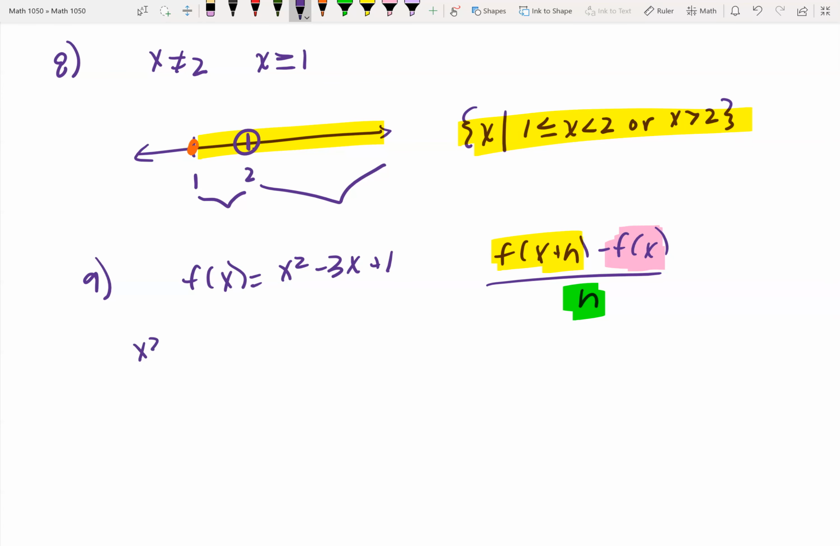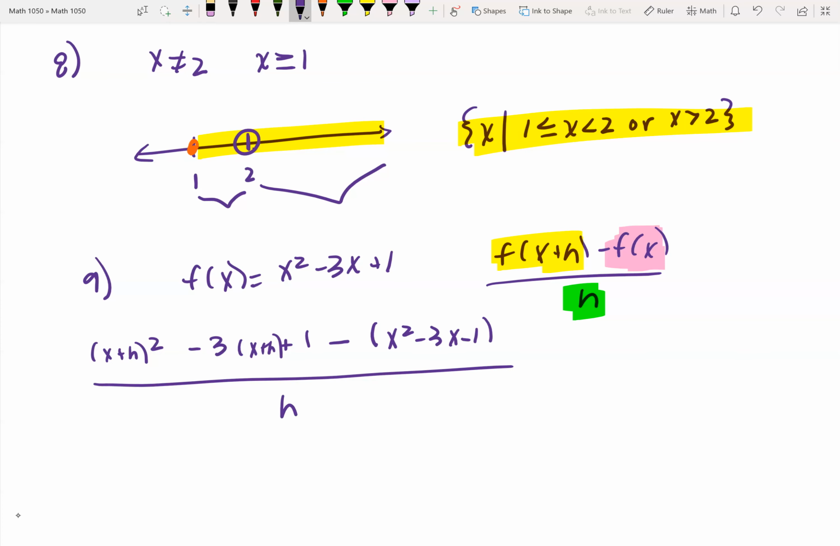So I'm going to go x to the second minus 3x plus 1. But see those x's? That's my original. I'm not going to write them as x's anymore. I'm going to write them as x plus h. So it looks like this. Then I subtract all of f of x. That's probably the biggest mistake that people make right there. And then it's all over h.